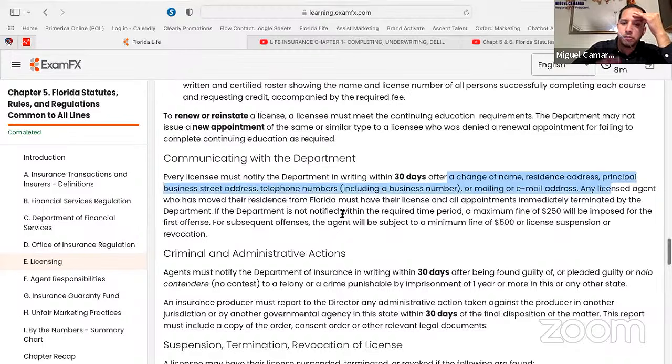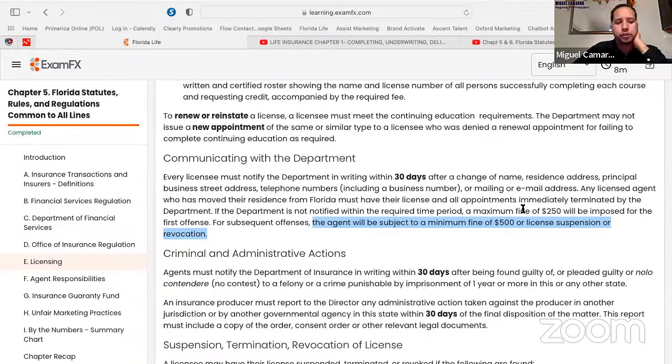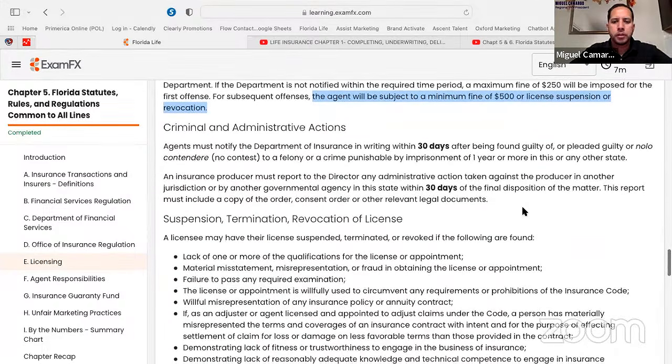The first time you mess up is a maximum of $250 for the first offense. And then second offenses or more is $500 or more, plus suspension or revocation of your license. So you want to know that if you move your address, change your name, whatever, for whatever reason, just update them. If you happen to get into some type of criminal problem, you must notify the Department of Insurance within 30 days after being found guilty or however you plead. Always 30 days. Just kind of go with 30 days as a good rule.